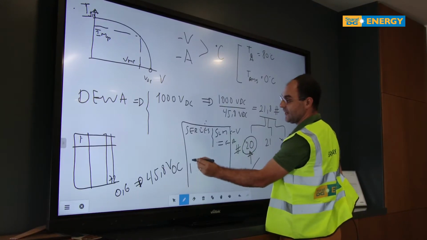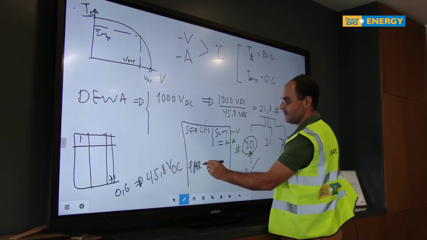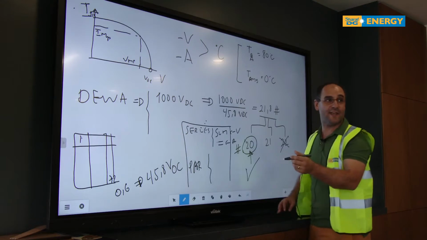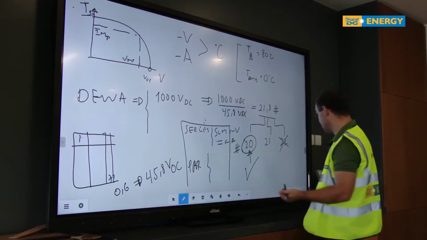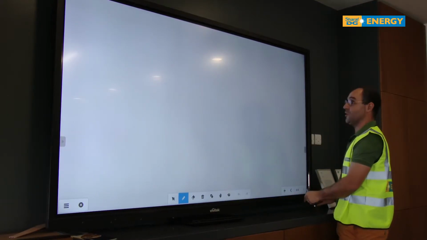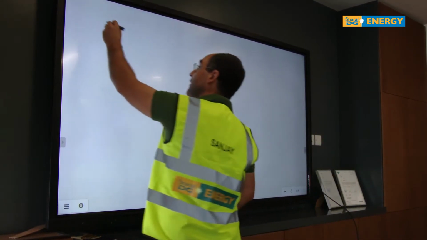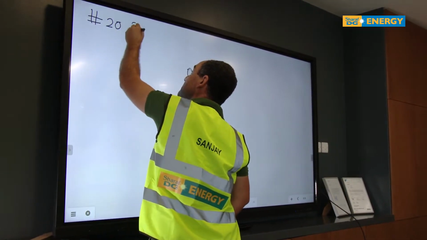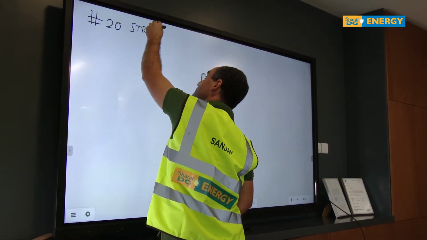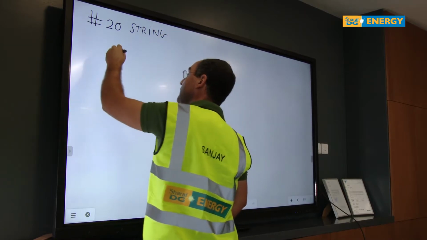In a parallel connection, you may see where this takes us. This is the opposite. So let me just make one more sketch here for you. Now I told you guys, we have 20 panels in a string. I will define a string for you in this next schematic.